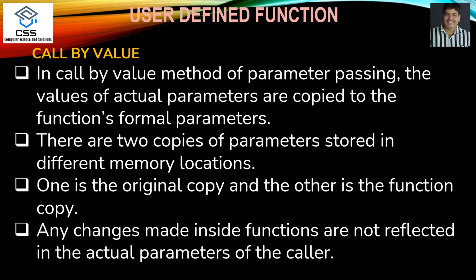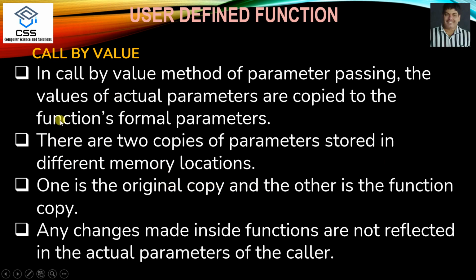Means when you are passing the value, there are two copies of the parameter stored in memory location. One is a permanent memory location, one is a temporary memory location. Two pairs of memory elements will be there, one for the actual parameter, one for the formal parameter. Actual parameter means which is passed in the calling module, and formal parameter means which is received in the called module.